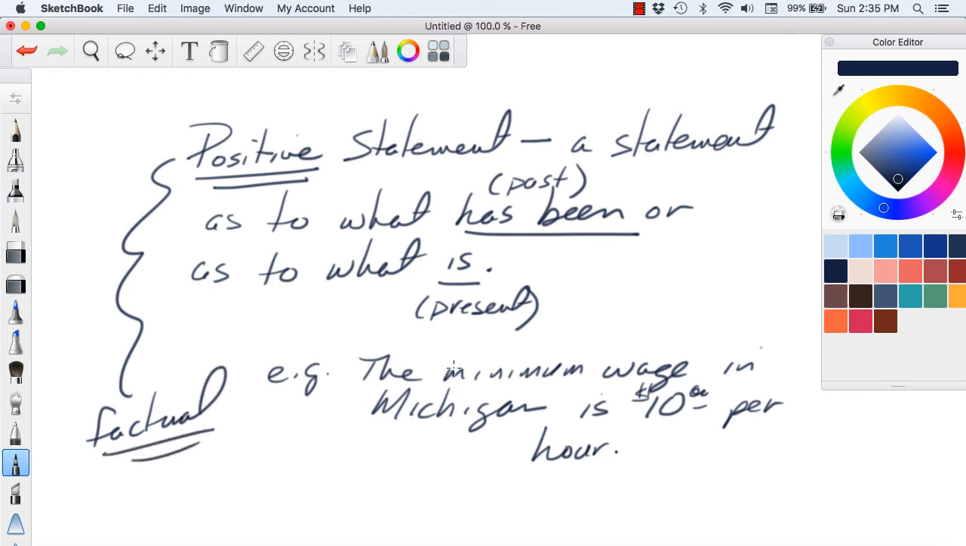In fact, it'd be very easy to do. We can just simply get on the state of Michigan government website, and we can actually see what the minimum wage is in Michigan. It, by the way, is not $10 per hour. I think at the time of this video, it's $8.40 per hour, $8.50 per hour, something like that. So this is a factual statement. This statement is false. Is it testable? Yes. Is it a scientific statement? Yes. Can it be tested? Yes. By the way, it's false. So positive statements can be false or not false.